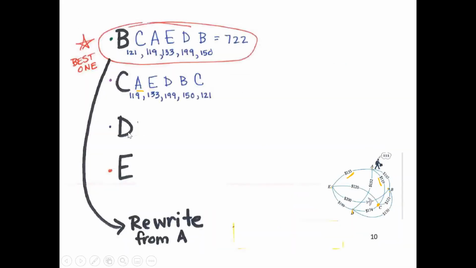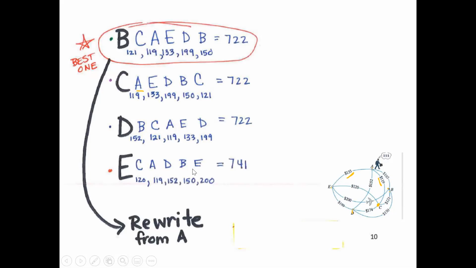I want you guys to pause the video and do that for D and E. So for D, you should have D, B, C, A, E, D, which totals up to 722. E, C, A, D, B, E, which totals up to 741. So looking at this one right here, which one is the least expensive option? So if I were to rewrite this, I will go from B, C, A, E, D in this direction. Pause the video and do that for C, D, and E.